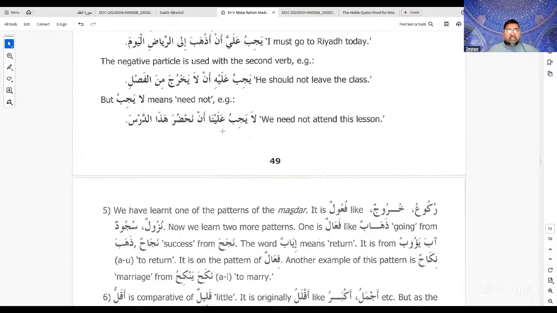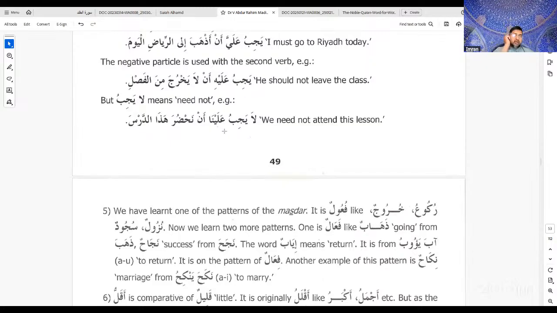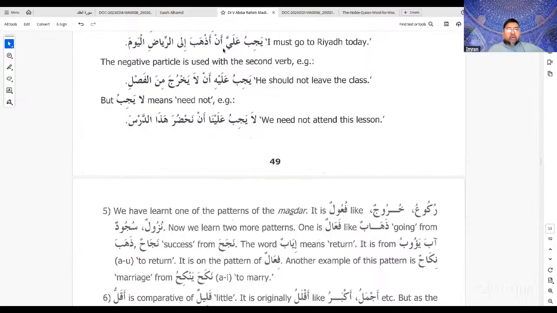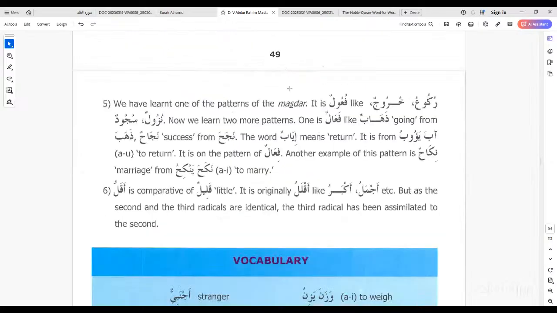Next one. La yajibu alayna. Do this one, please. And then I'll bring Sister Tahira for 5 and 6. لا يجب علينا أن نحضر هذا الدرس. We need not attend this class. So it is alayna, we. Exactly. So because alayna is we, the verb is going to also be we. So nahduru is referring to which person? Is it ana, anta, nahnu, or hiya? نحن. Excellent. I think you understood the lesson now. Brilliant. Tahira, bismillah, can you do 5 and 6 for me?